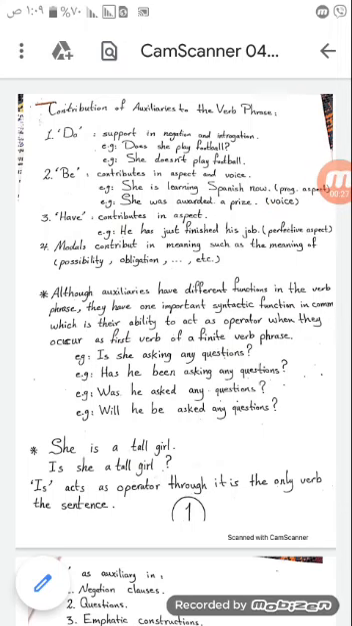Our topic for this lecture is tense and aspect. Before explaining what is meant by tense and aspect, I want to clarify some points related to auxiliaries and their contributions to the verb phrase. Contributions of auxiliaries to the verb phrase.